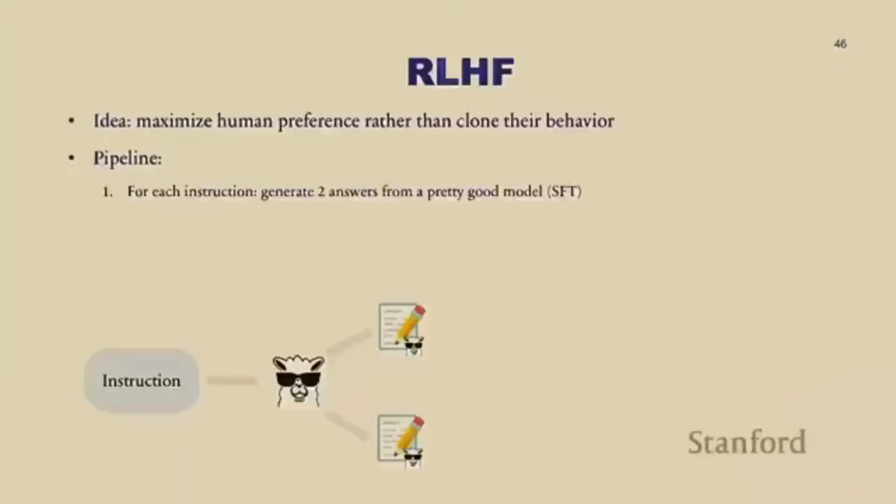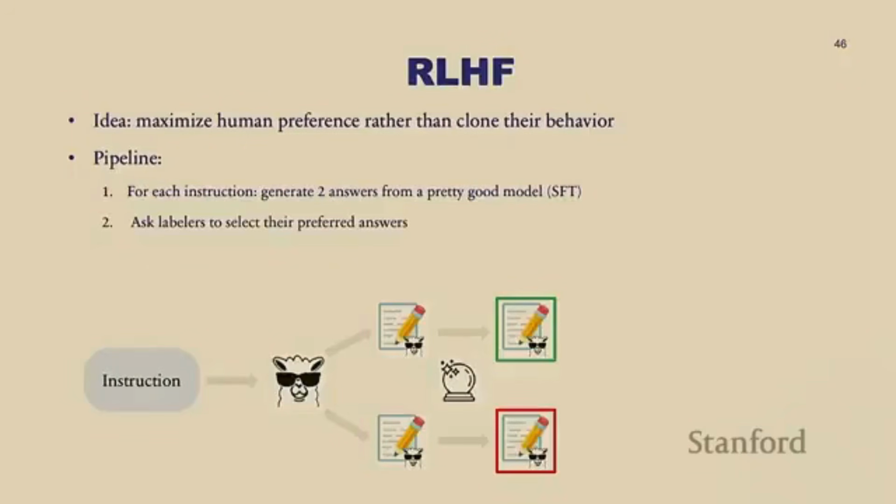The way we're going to do that, the pipeline, is that for every instruction, you ask a model to generate 2 answers. And you usually use a pretty good model, so you don't use a raw pre-trained LLM here, you use an already fine-tuned LLM to give pretty good answers.